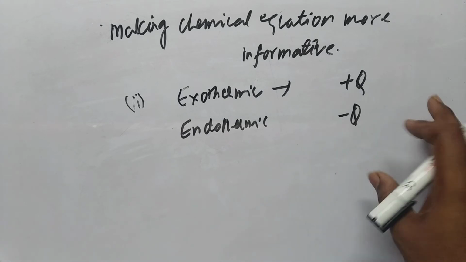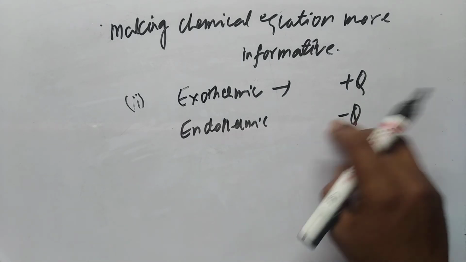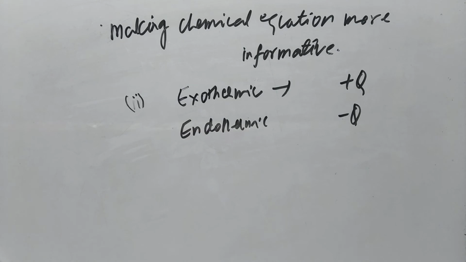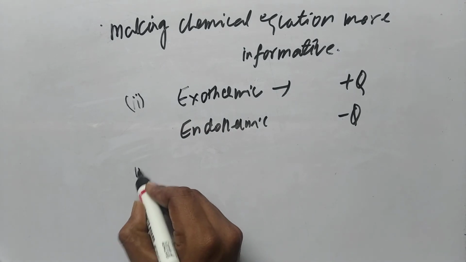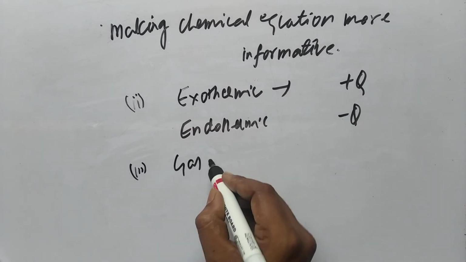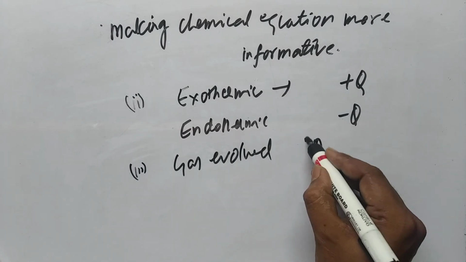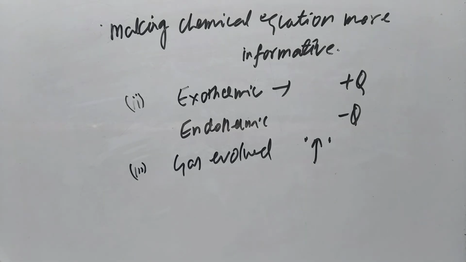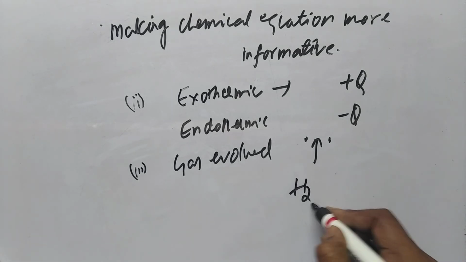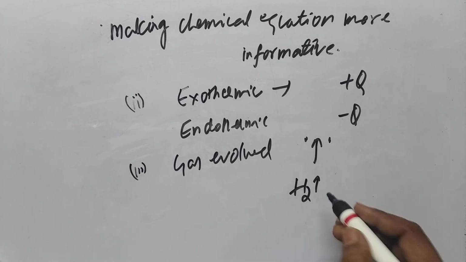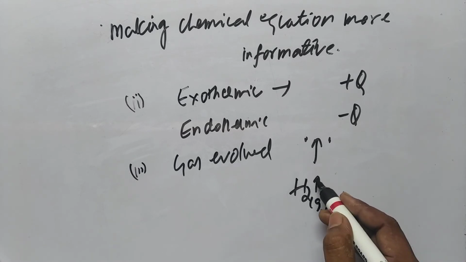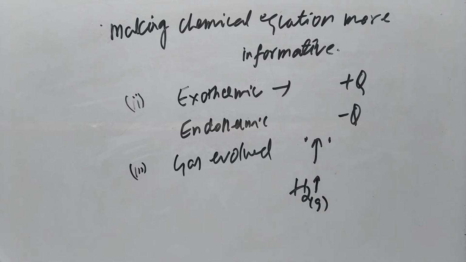If it is exothermic, you write plus Q at the product, and when it is endothermic, you write minus Q at the product. Next, whenever any gas is evolved, you have to put an upward arrow mark. Already you have seen in the third activity, the hydrogen gas is released. Its physical state is gas, and you put an upward arrow mark.